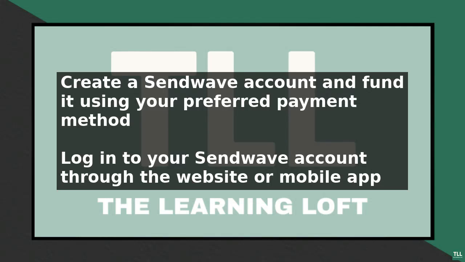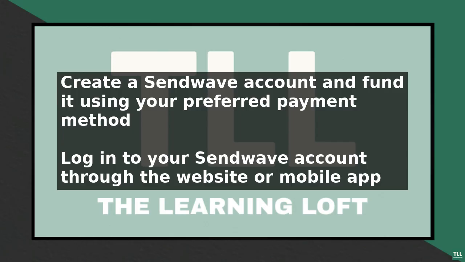To send money from Sendwave to GCash, you need to have a Sendwave account and a GCash account. First, create a Sendwave account if you do not already have one, and fund it using your preferred payment method. Next, go to the Sendwave website or mobile app and log into your account.